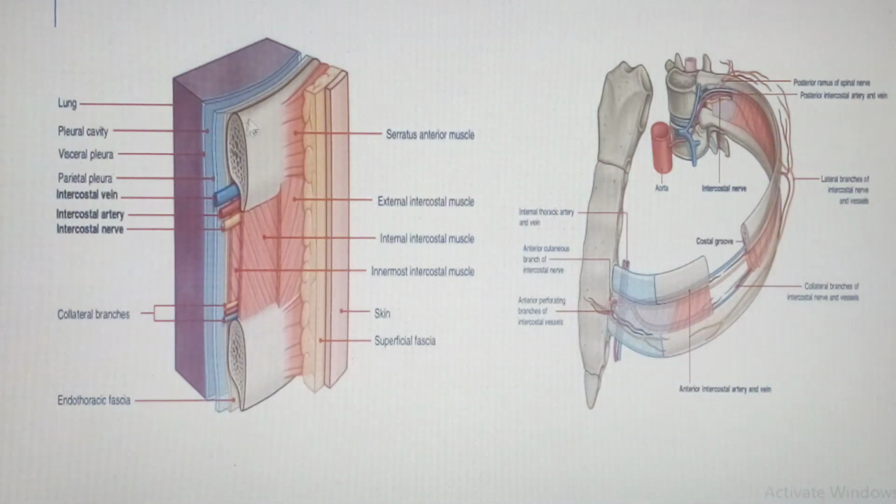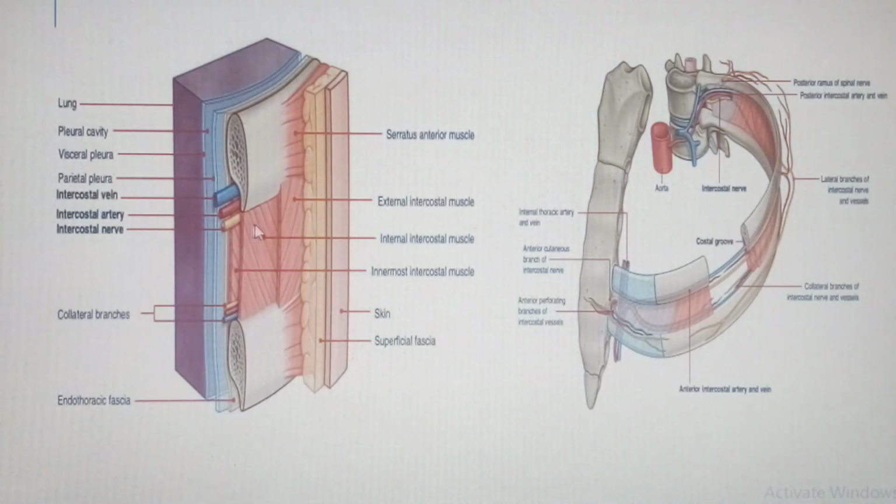Now remember that a rib can also be called a costal bone. So in between any 2 ribs, we are going to have an intercostal space, and in this intercostal space we are going to have intercostal muscles. I'll come to the intercostal muscles later on, but we have the external intercostal, internal intercostal, and innermost intercostal muscles.